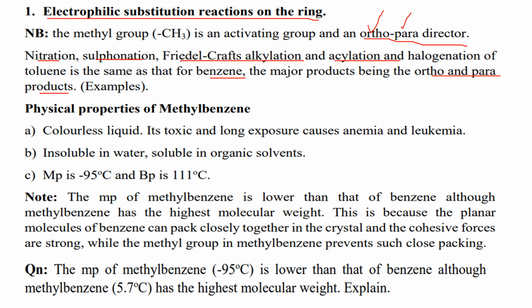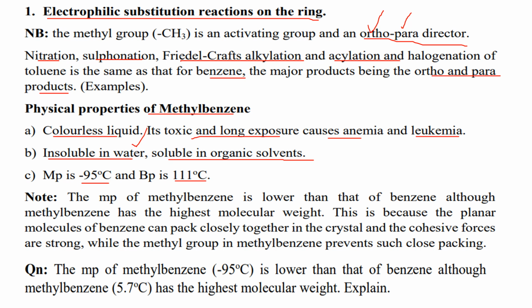So if you look at the physical properties of methylbenzene, it is a colorless liquid, and you should be shown this in your laboratory. It's toxic, and long exposure causes anemia and also leukemia, which is the lack of adequate red blood cells. Also, it is insoluble in water, or insoluble in polar solvents, and it's soluble in organic solvents. Its melting point is -95 degrees Celsius, and its boiling point is 111 degrees Celsius.